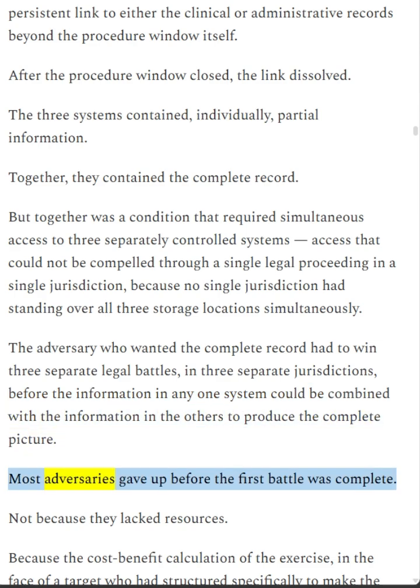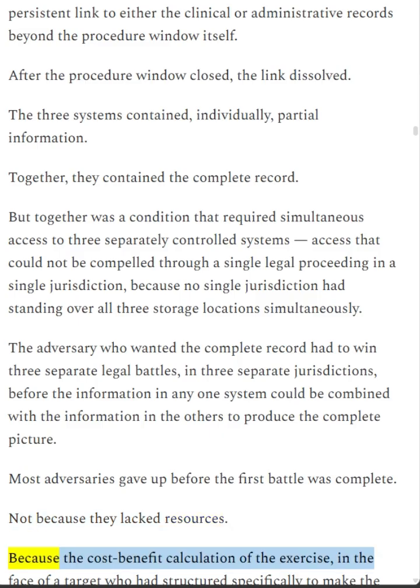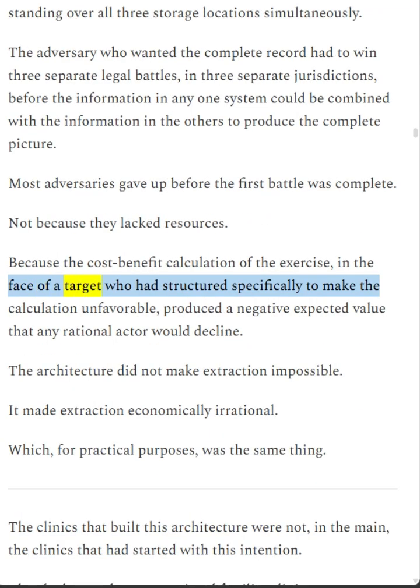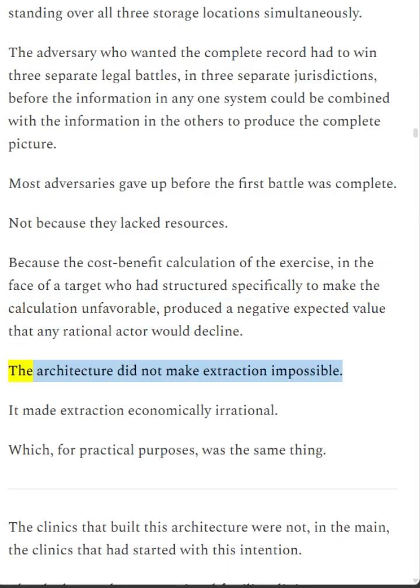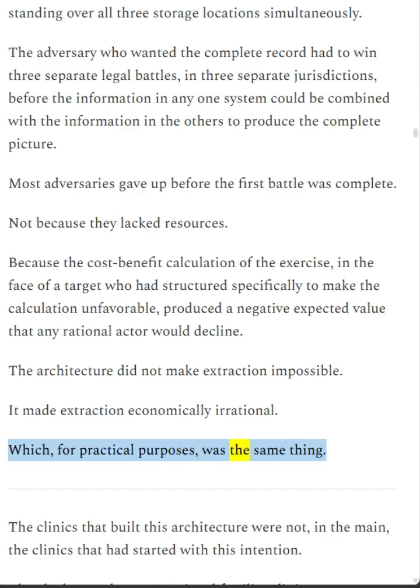Most adversaries gave up before the first battle was complete, not because they lacked resources, but because the cost-benefit calculation of the exercise, in the face of a target who had structured specifically to make the calculation unfavorable, produced a negative expected value that any rational actor would decline. The architecture did not make extraction impossible. It made extraction economically irrational, which, for practical purposes, was the same thing.